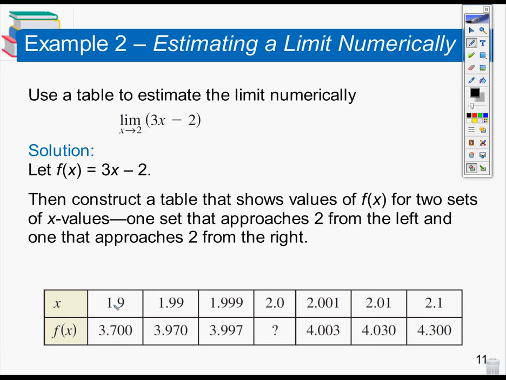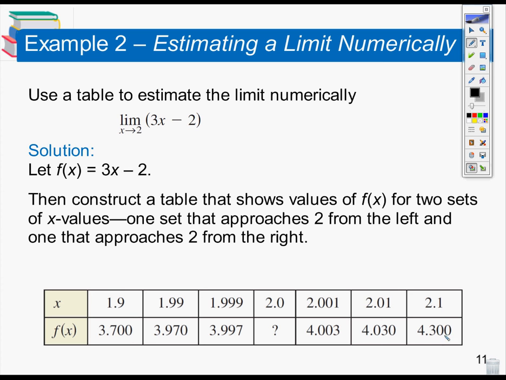So my x values are going to get closer to 2 from the left, going 1.9, 1.99, 1.999, and they're also going to get closer to 2 coming from the right, going 2.1, 2.01, 2.001. And let's see how the f of x values behave. Do they approach some number, the same number from both sides? This one is 3.7, 3.97, 3.997, so it seems like it's approaching 4.